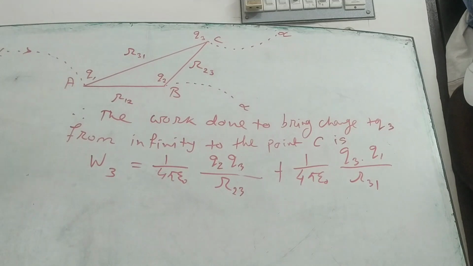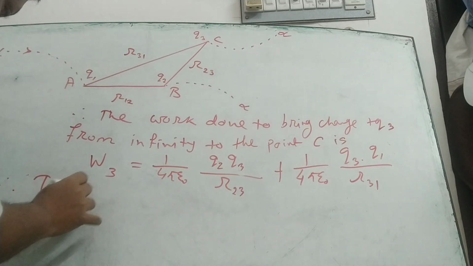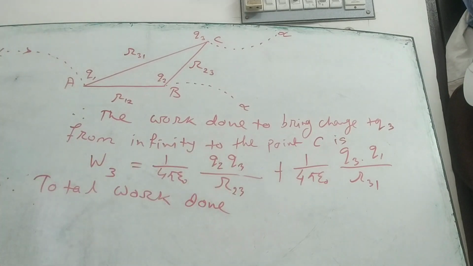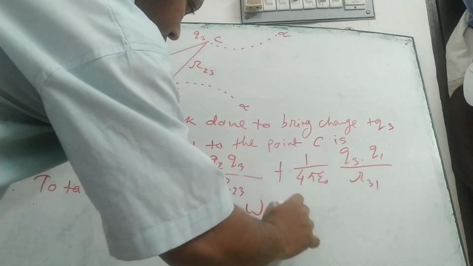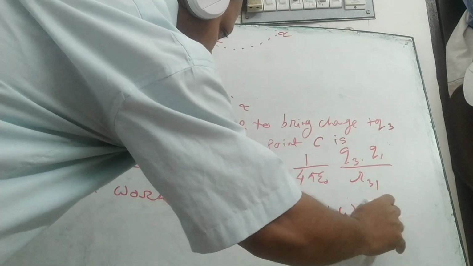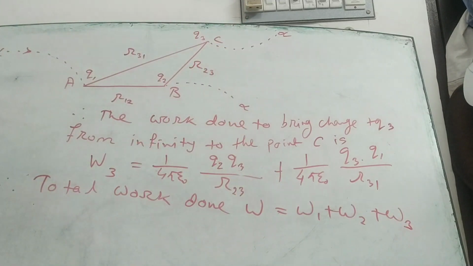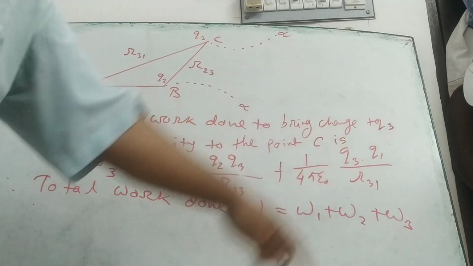Therefore, the total work done to form the charge system is W, which is equal to the potential energy stored in the system. Therefore, the total work done W is equal to W1 plus W2 plus W3.